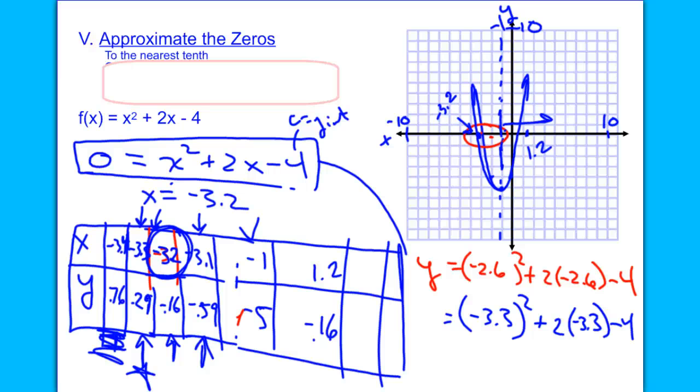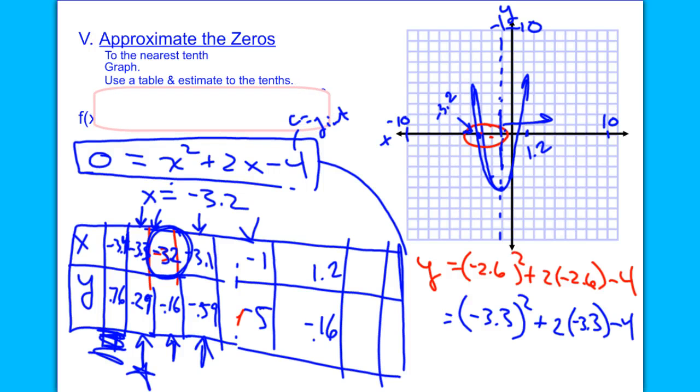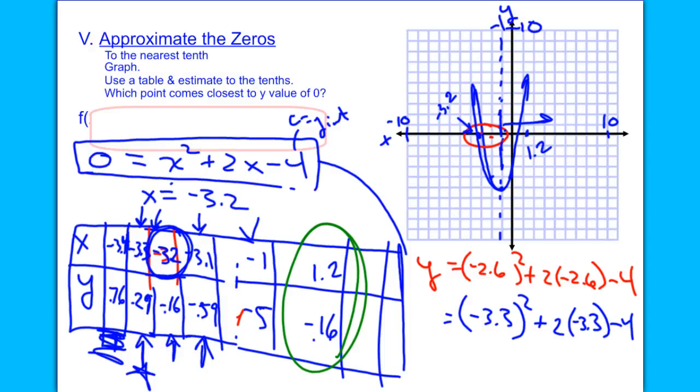Okay, so to put it in a little method note, right? The first thing we do is graph it, and then we start estimating to the tenths where we think it's crossing the x-axis. And we start testing it in a table. Horribly, horribly tedious. Looking for which point comes closest to the y value of 0. And the points we found that were closest to a y value of 0 were these two. Okay? And that is what you're going to try to do today.